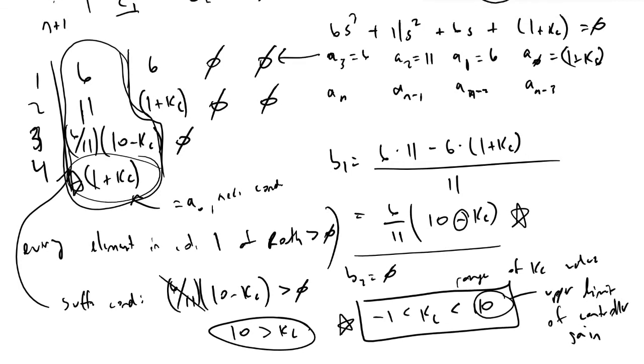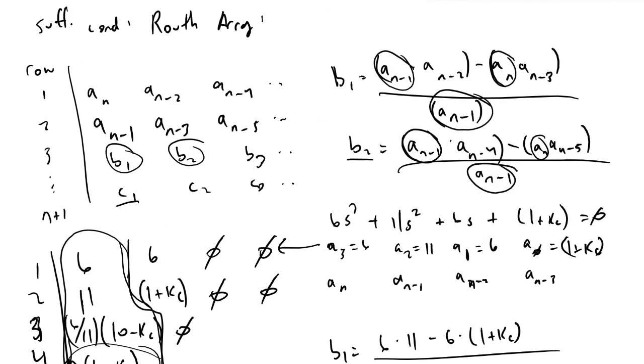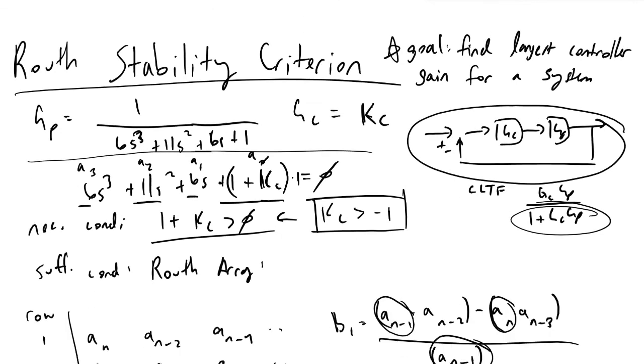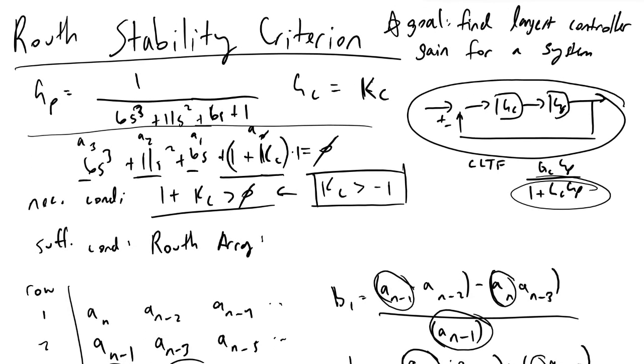And so this concludes the Routh array and how we're able to use it to determine the stability of a given transfer function and evaluate our tuning parameters, the range that we have with our tuning parameters.